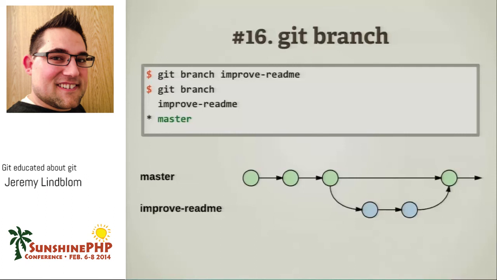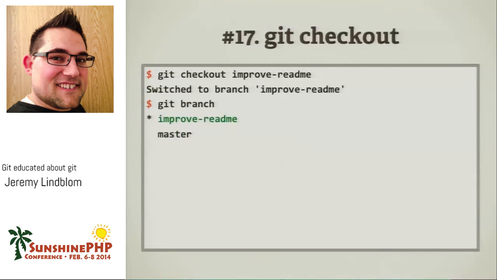To change branches is where we use the git checkout command. If you type git checkout improve readme, then it'll change you over to that branch. If you list your branches again, you'll see that now the star is on improve readme. So any commits that you make while you're on this branch will belong only to this branch.